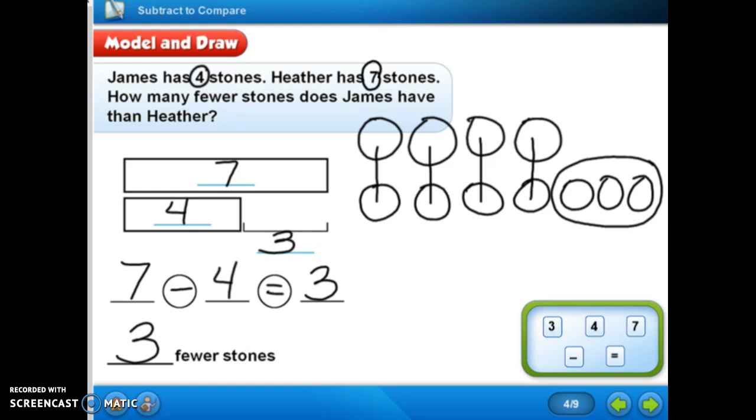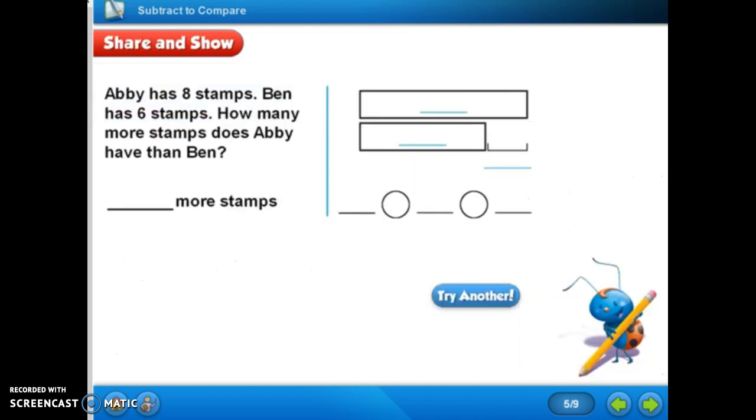You're doing great. Let's try another one together. Find number 1 on page 100 and read along with me. We're going to read the problem, and then we're going to use the bar model to solve. We're going to write a number sentence, and then write how many more or fewer there are. Okay.